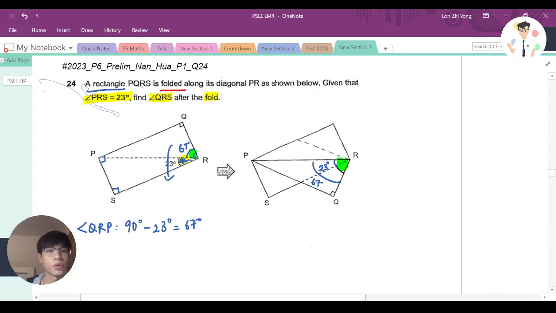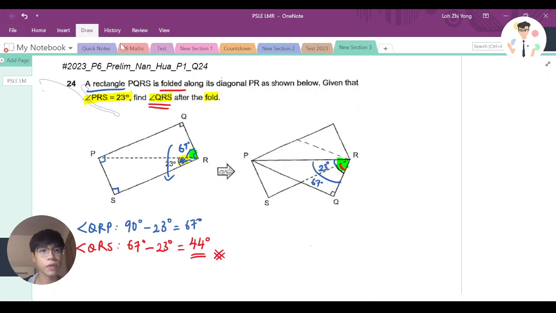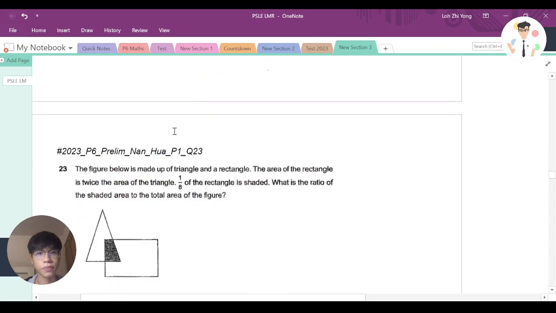Now, my goal is to look for QRS, which is here. And of course, I know the whole thing here is 67. Part of it is 23. So the angle QRS would be 67 degrees minus 23 degrees, and that is equal to 44 degrees. And I'm done with this question. Simple. Again, a folding question is trying to help us understand that the angle is still the same even if it's folded. Okay, so let's move on to our next question.